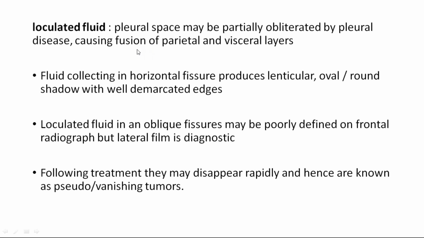Loculated fluids. Pleural space may be partially obliterated by the pleural disease, causing fusion of parietal and visceral layers. And the fluid collecting in the horizontal fissure will produce a lenticular and oval-shaped shadow with well-demarcated edges. Loculated fluid in an oblique fissure may be poorly defined on frontal radiograph, but lateral film is diagnostic. Following the treatment, they may disappear rapidly and hence are known as pseudo or vanishing tumors.